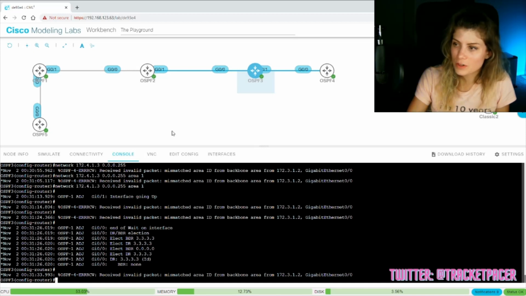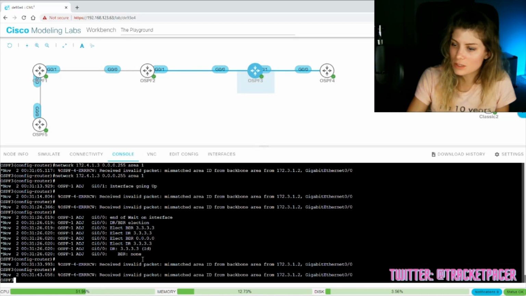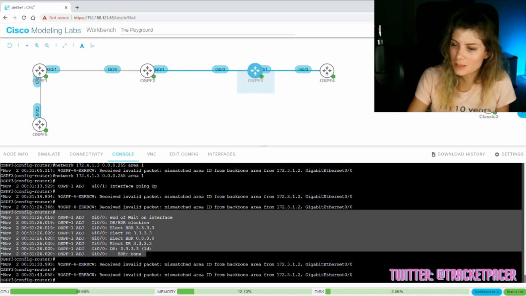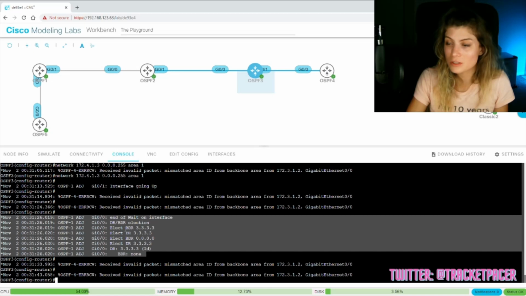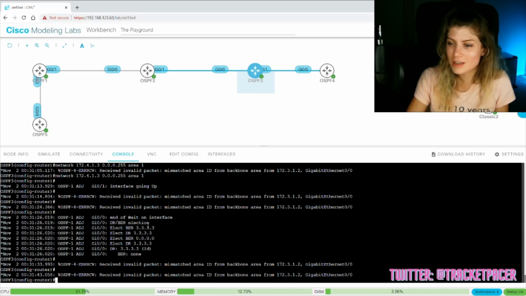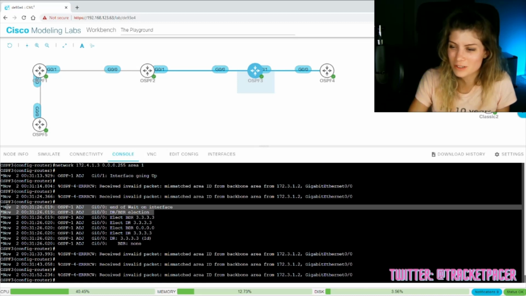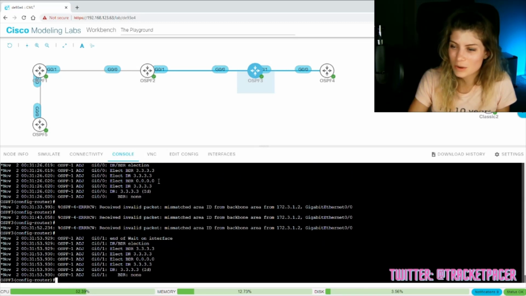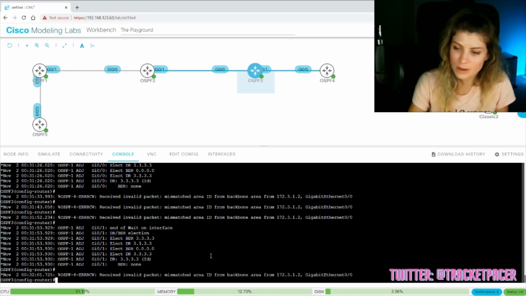Okay, so this is really funny. So let's see. 0/0, we don't have any neighbors, but because it's a lab and there's weird stuff going on, I guess we're still going through the DR BDR election with ourselves anyway. So our backup router is just quad zeros. Oh my god. Okay, anyway.